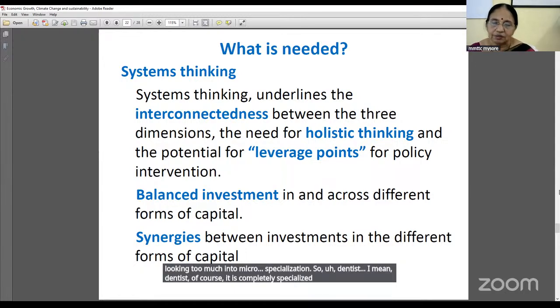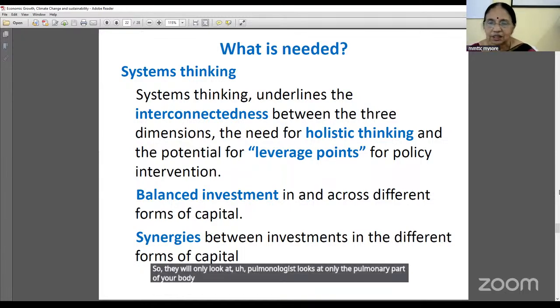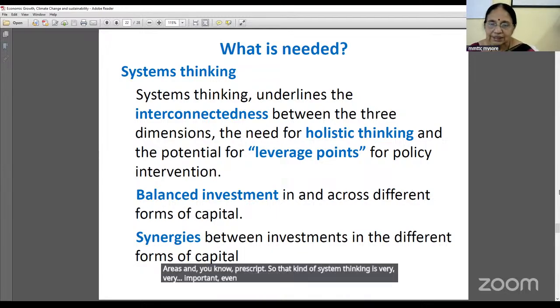Even within the body, you have gastroenterologists and whatnot, and several other specializations. A pulmonologist looks at only the pulmonary part of your body and tests this and that. So whatever they prescribe may have an impact on the other systems. Earlier, a general physician used to look at all the different areas and prescribe. That kind of systems thinking is very, very important even for sustainable development.